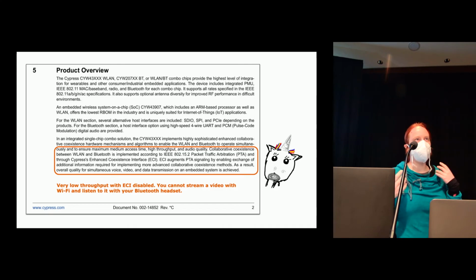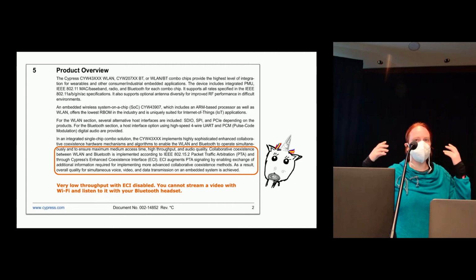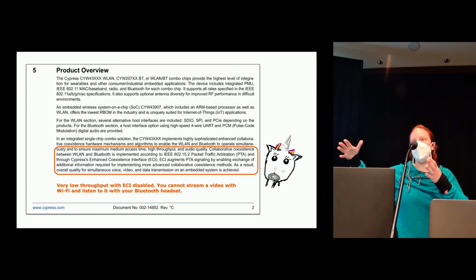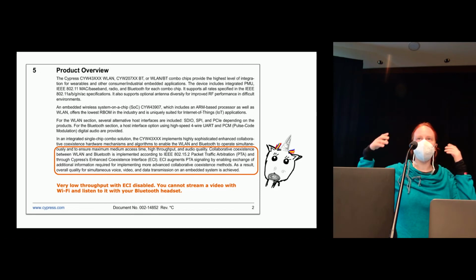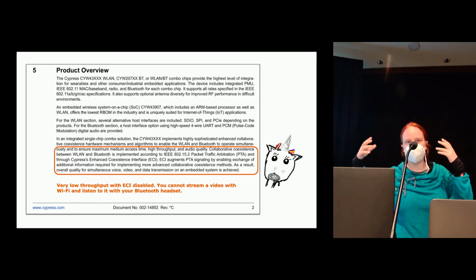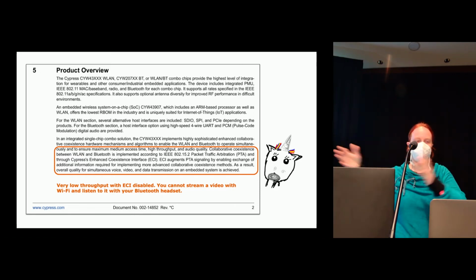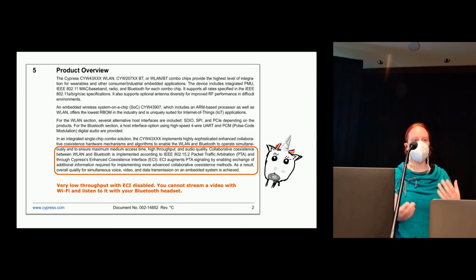So let's say I have a Bluetooth headset and I'm streaming a YouTube video, something like that. I just want to listen to it. What you would see without the coexistence interface, if you disable it, is that the video would buffer, and then you can hear it for a few seconds, and then again it buffers, and it's just really annoying. And this interface enables you to do both at the same time with a high throughput without packets getting lost.